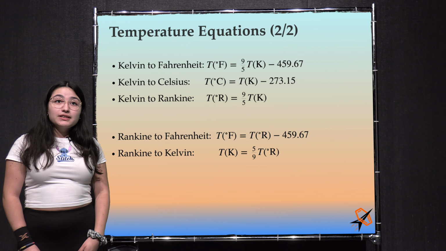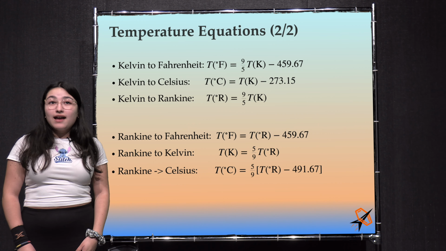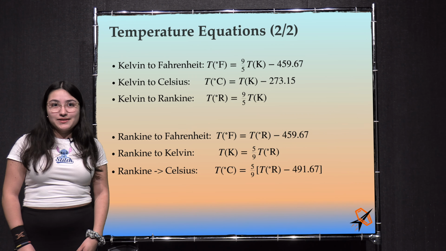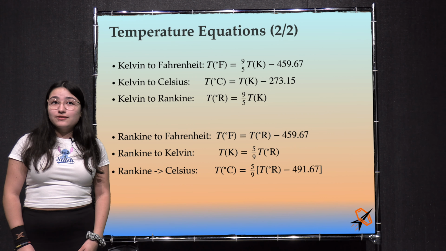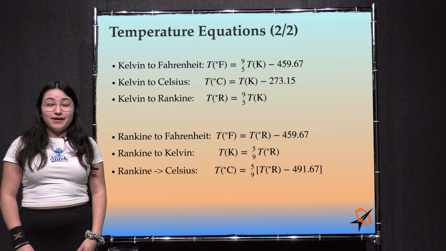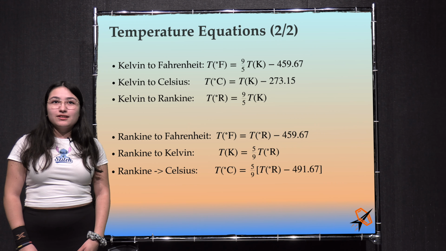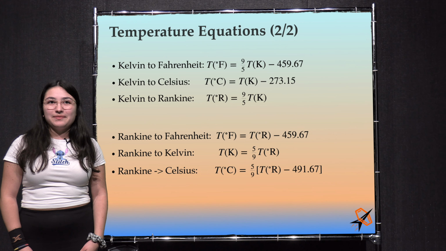To convert from degrees Rankine to degrees Celsius, either convert to Kelvin and then degrees Celsius, the easiest way, or subtract 491.67 and then multiply it by 5/9. A table with the temperature conversions all on one page is linked on the website.